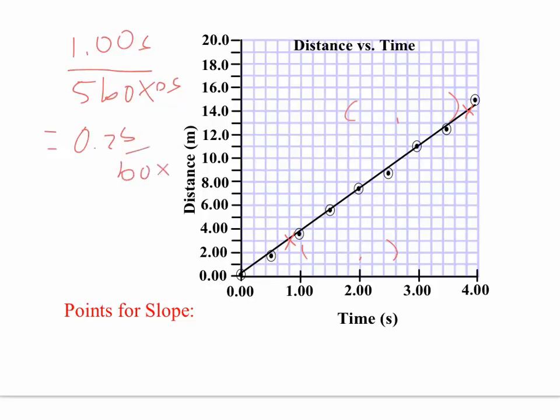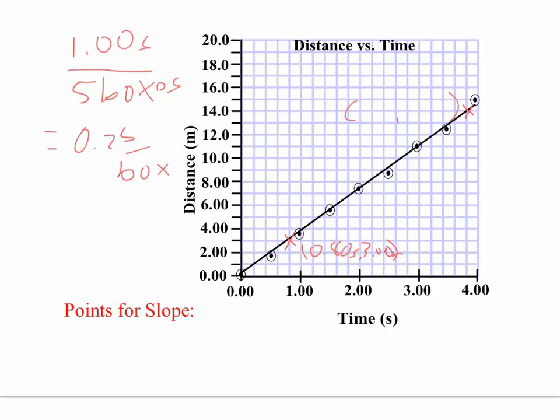So if I just count the boxes, this value occurs on the 4th one, so I'm going to count out loud. This box here would be 0.2 seconds, 0.40 seconds, 0.60 seconds, and this is 0.80 seconds. Then looking at the distance value, that one hits right at the 3.00 meter mark. So I'm going to label that right in the ordered pair, 3.00 meters.